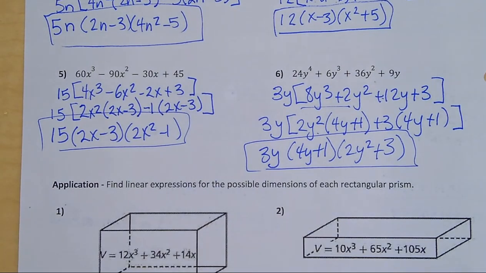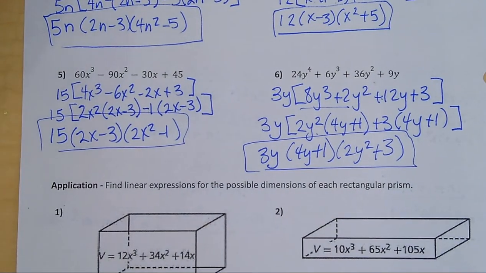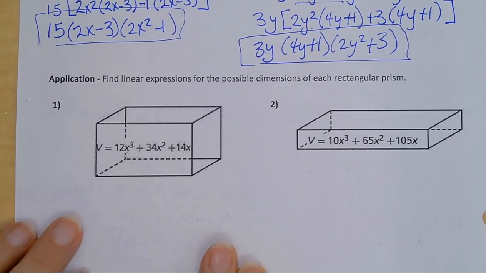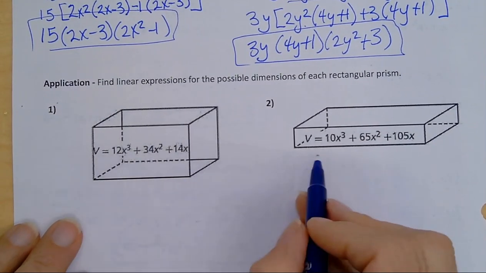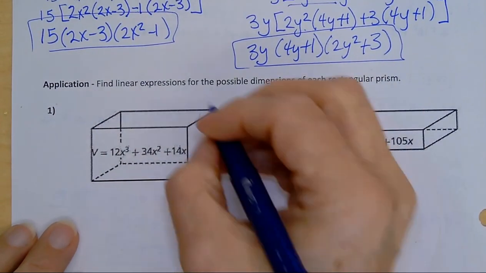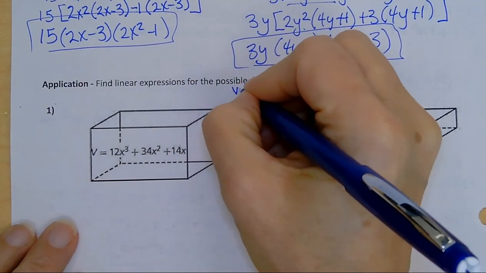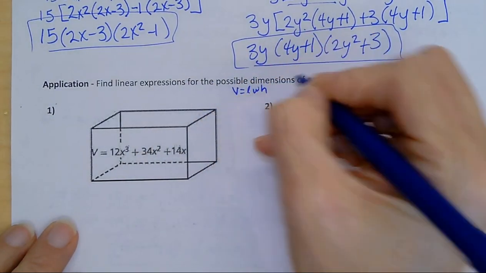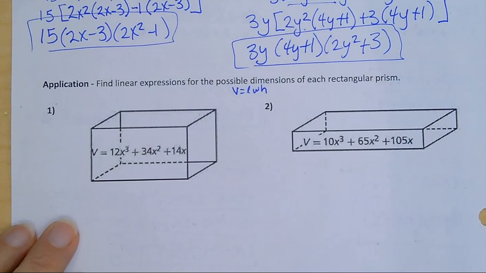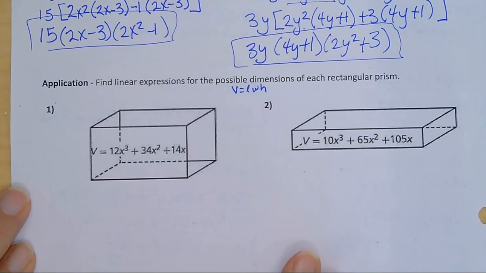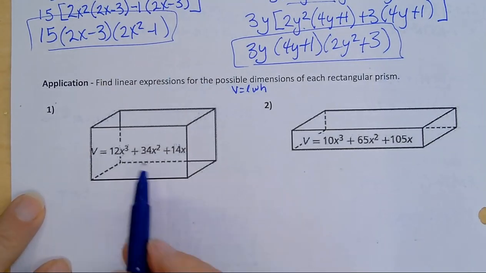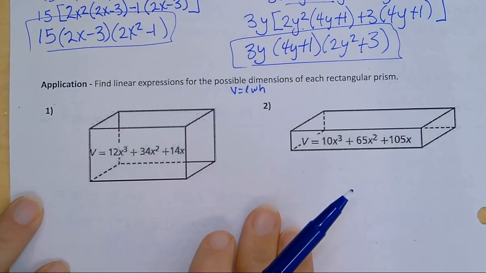I need to find linear expressions for the possible dimensions of each rectangular prism. We are talking about volume, basically the volume of a box. We know volume is length times width times height. So I want to find a length, a width, and a height. Let's see if I can factor that out.